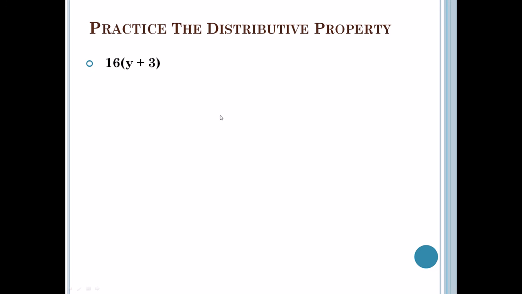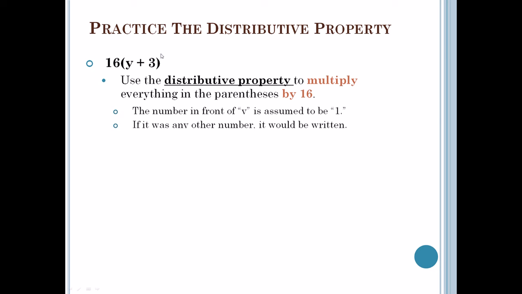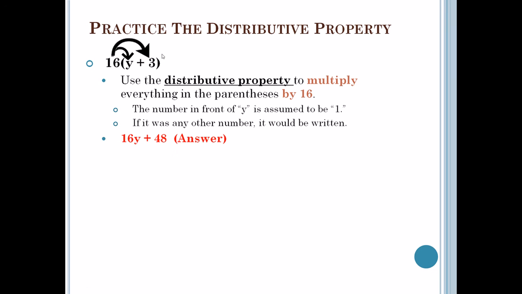We've got 16 parentheses y plus 3. So everybody in the parentheses is getting a 16. How are they getting it? They're getting it multiplied because we're using the distributive property. And what number is in front of that y? The number 1. So we're going to do 16 times 1y, which is 16y. And then we're going to go 16 times 3, which is 48. So we have 16y plus 48. Can't group them up. Do it again.